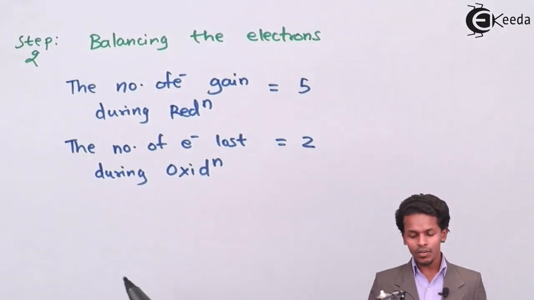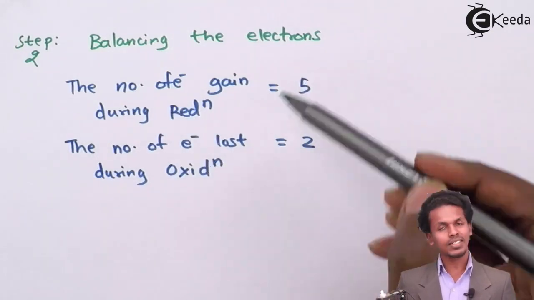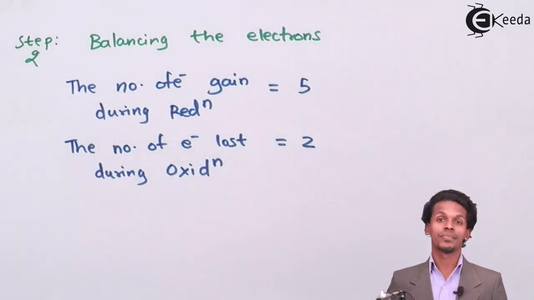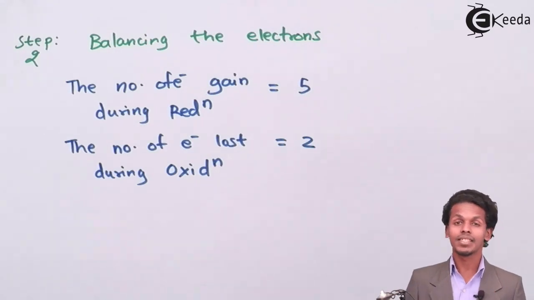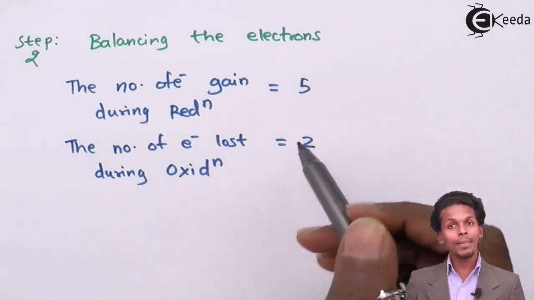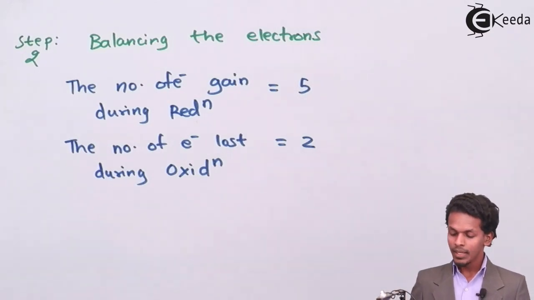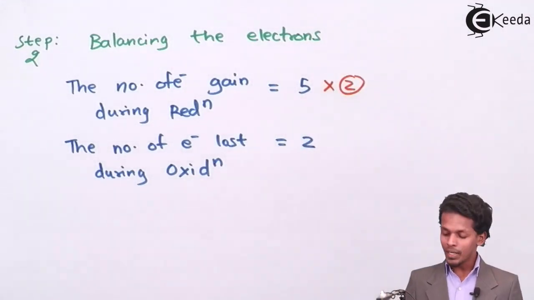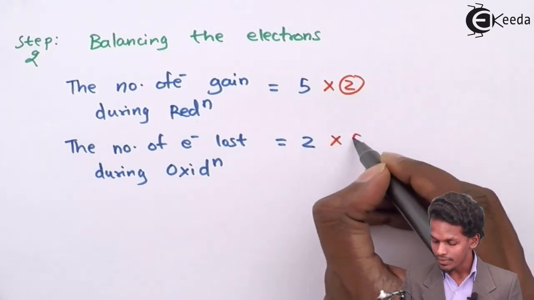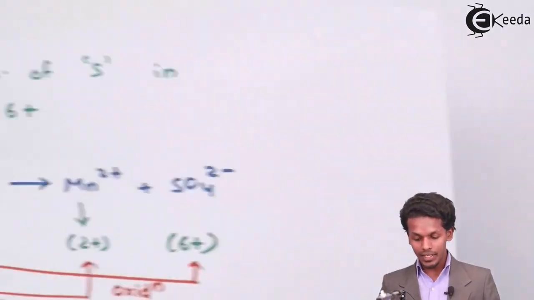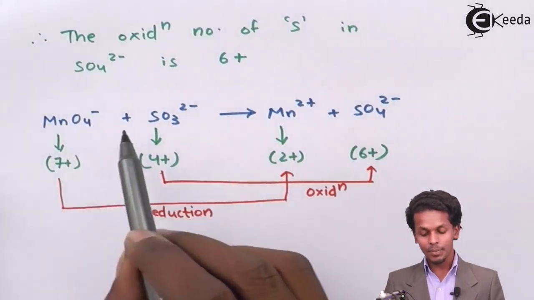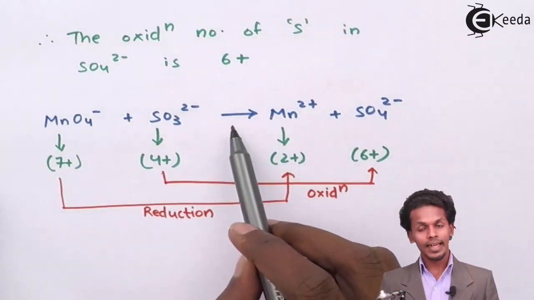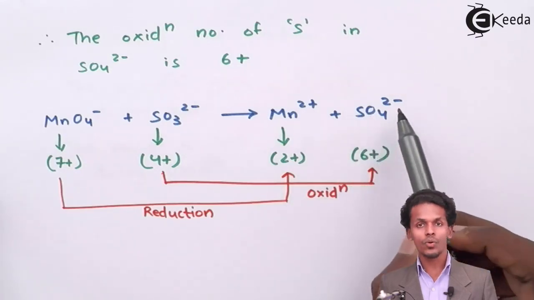But as we can see, the number of electrons lost and the number of electrons gained are not the same, because it is 5 while it is 2. So we have to balance these electrons, and that's why I have named the step balancing the electrons. This will be balanced if I multiply the reduction process by 2 and multiply the oxidation process by 5. So the equation that we have initially was MnO4 minus plus SO3 2 minus, that has given Mn2 plus plus SO4 2 minus.